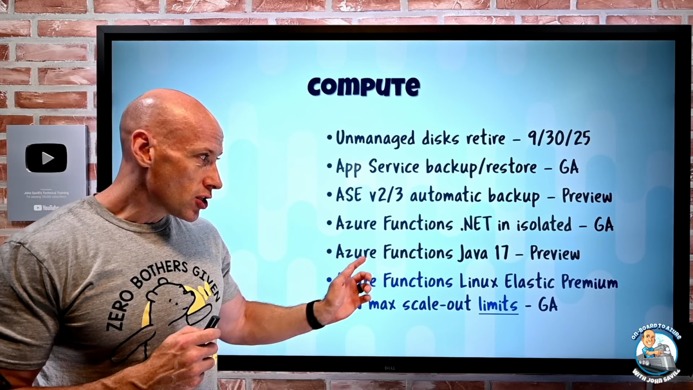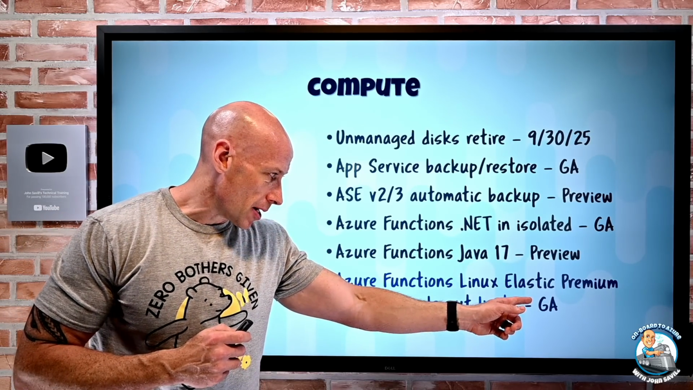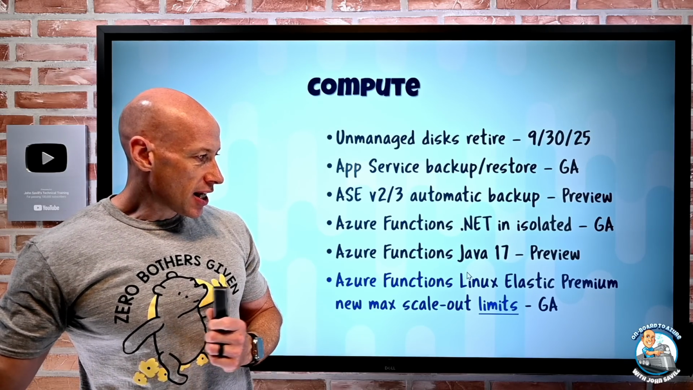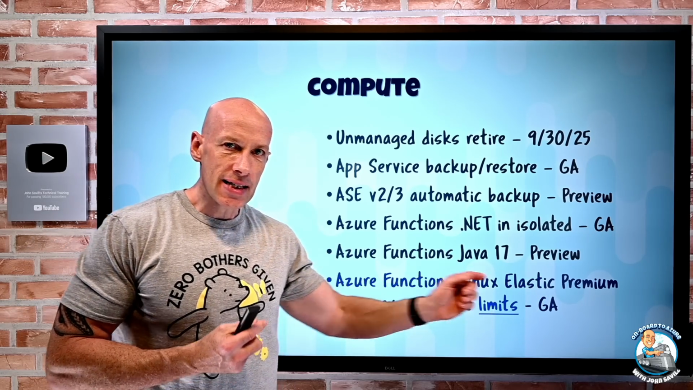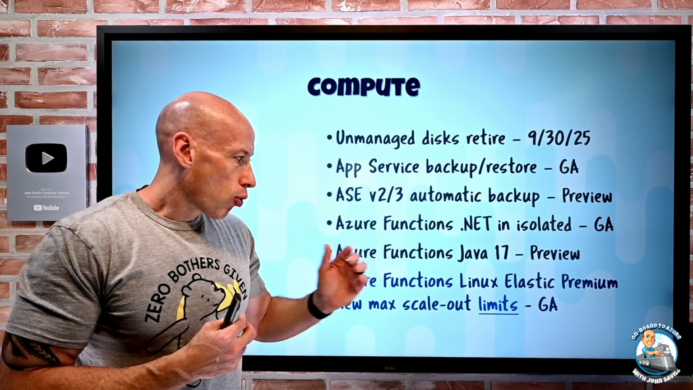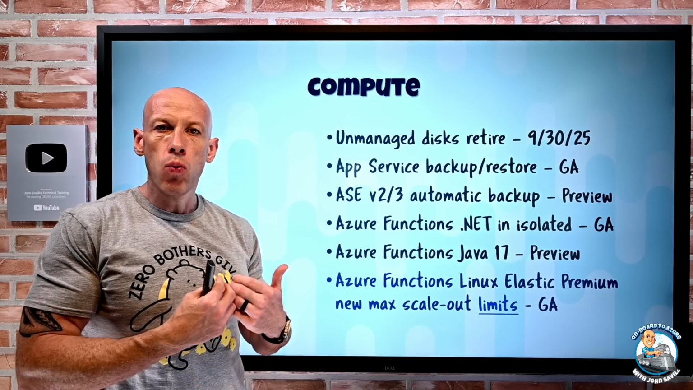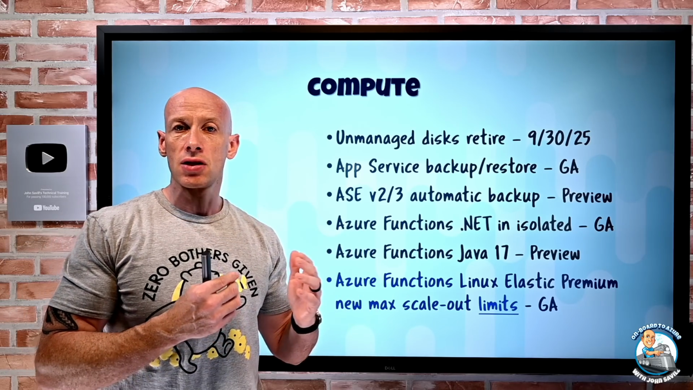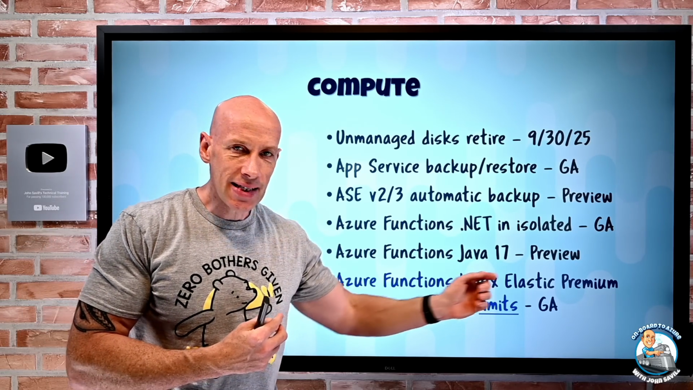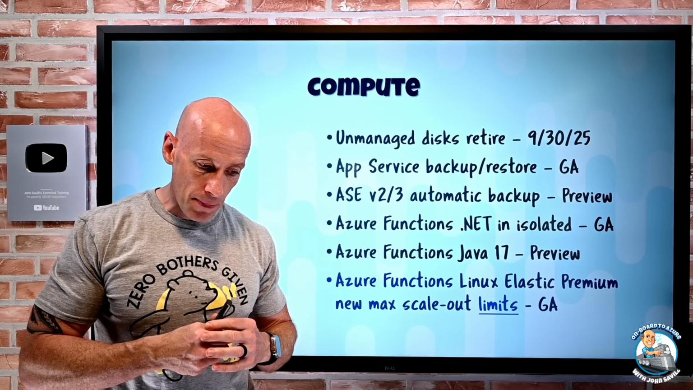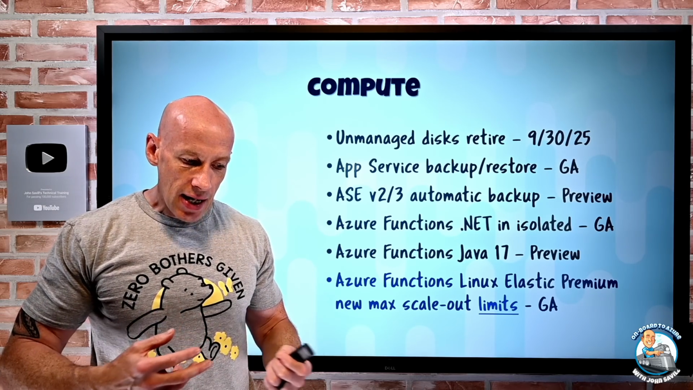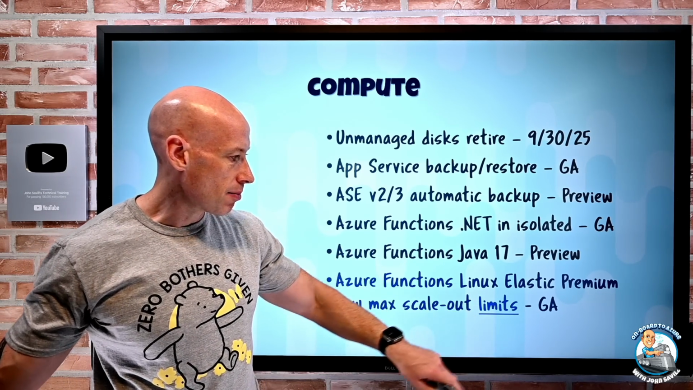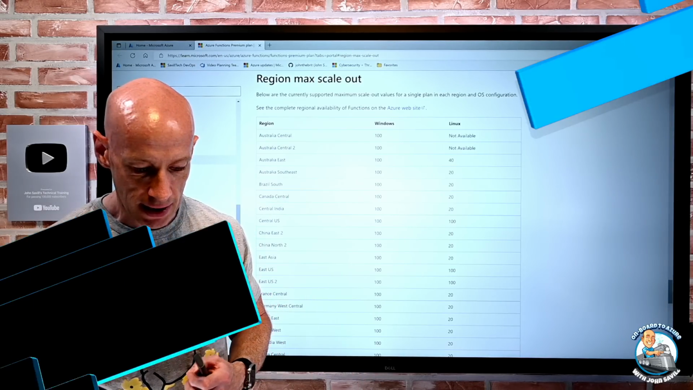And Azure Functions Linux Elastic Premium has some new max scale out limits. The whole point of Elastic is it's dynamic, and the premium aspect means they're pre-warmed up. So I get a certain set of hosting elements for my functions, and the Elastic means they scale in and out. But they are dedicated, they're pre-warmed up, and now they just have increased limits, which is really the big thing around this.